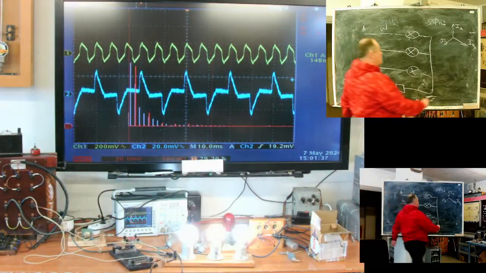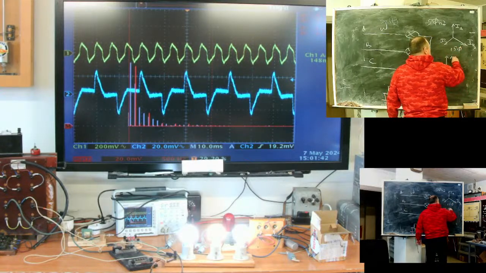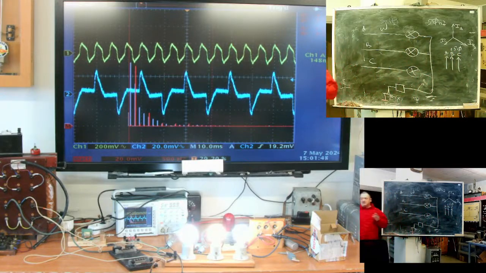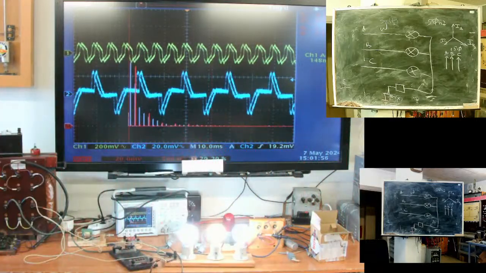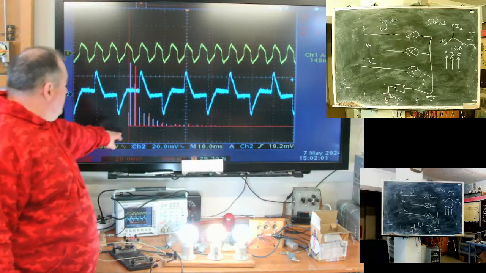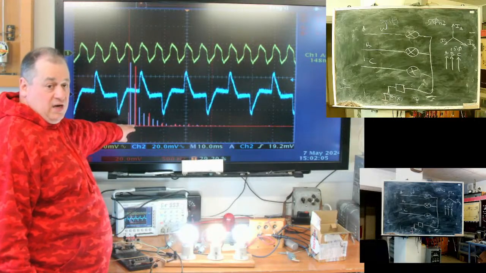Next, 150. A, B, C. We again see the zero sequence, because 3 times 120 means we remain at the same point. And this one is actually a triple, the third harmonic.